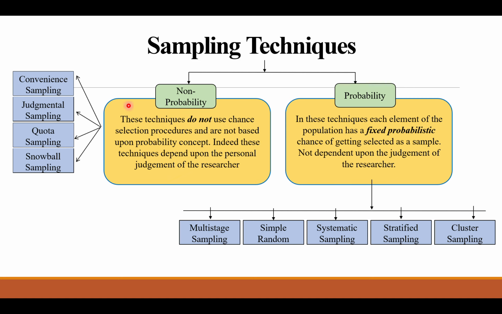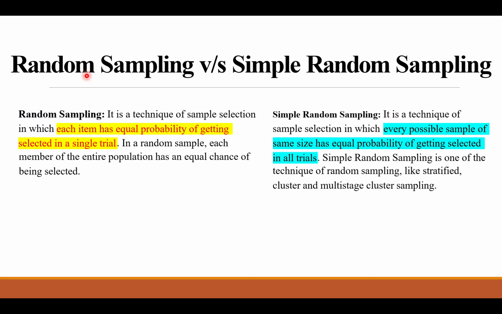Whereas non-probability sampling techniques do not use a chance selection procedure. They are not based upon the probability concept. Indeed, these techniques depend on the personal judgment of the researcher. So there are different types of probability sampling and non-probability sampling. In probability sampling, there is multi-stage sampling, simple random sampling, systematic sampling, stratified sampling, and cluster sampling. In non-probability sampling, there is convenience sampling, judgmental sampling, quota sampling, and snowball sampling.